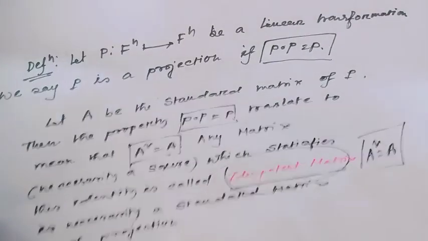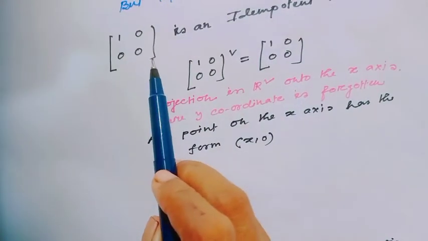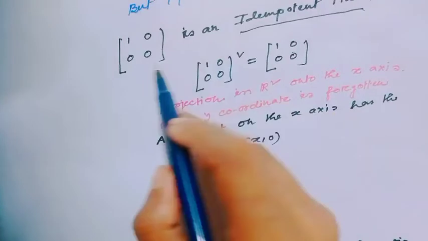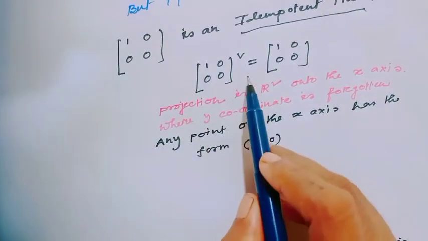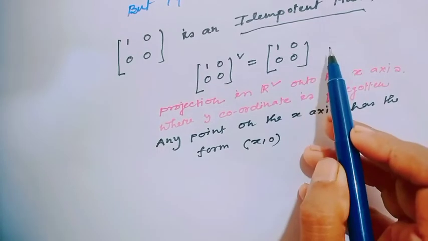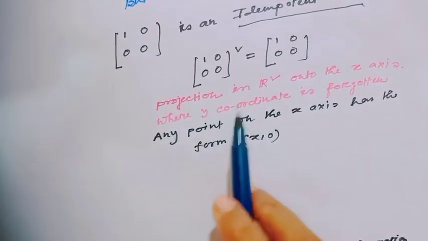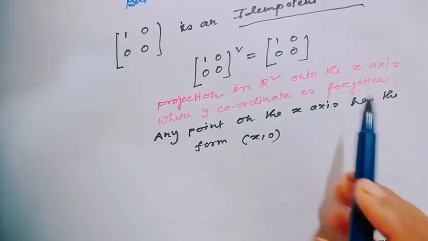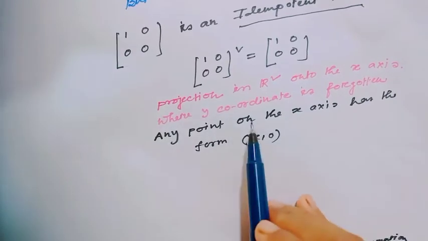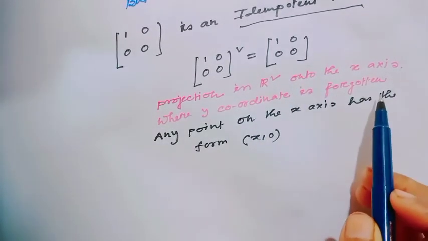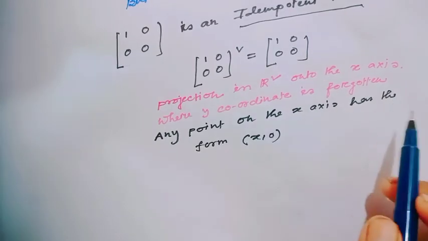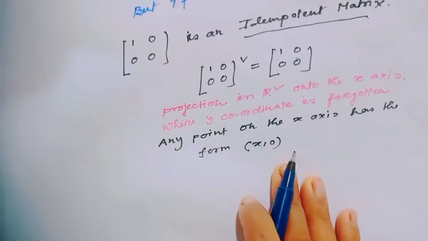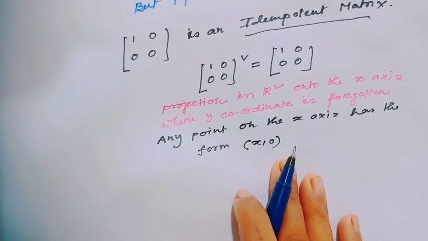Okay? Well, for example, consider this matrix. This is obviously an idempotent matrix because if we consider A equal to this matrix, then A square equal to obviously this matrix. That implies here A is the projection in R2 onto the x-axis, where the y coordinate is forgotten and any point of the x-axis is here of the form (x, 0). Are you getting? What is the idempotent matrix?